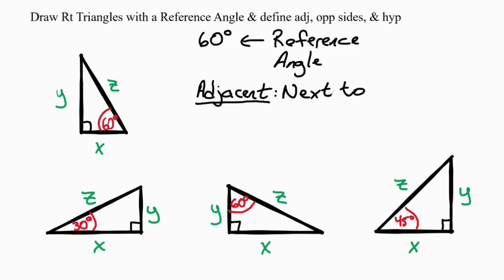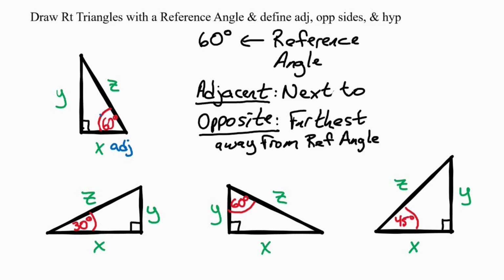So, first, the adjacent side: we have this 60-degree angle, and the side that's adjacent is going to be the side that's right next to it, this one right here. So this x is our adjacent side. It's next to this reference angle. And then there's the opposite side. This is the side that's the farthest away from the reference angle. So the side that's farthest away is the one that's all the way over here. And this is our opposite side.